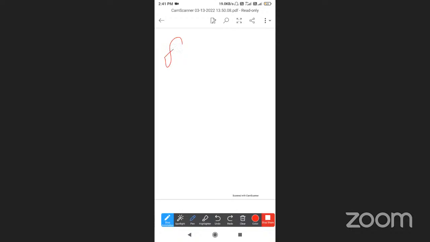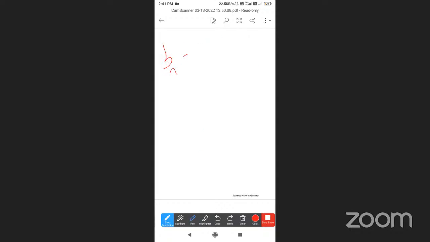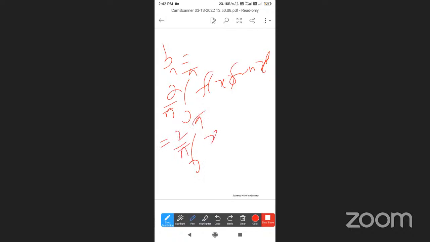First, f of x is equal to x. Whenever the interval is 0 comma pi, the sine series is given by the summation of n equals 1 to infinity of only bn into sin nx. This is bn. What is the bn value? We can find the bn value. bn is equal to 2 by pi, integral from 0 to pi of f of x into sin nx into dx. The f of x value is x.